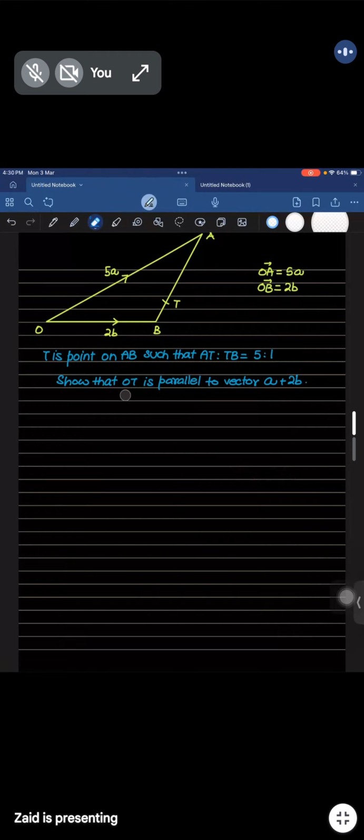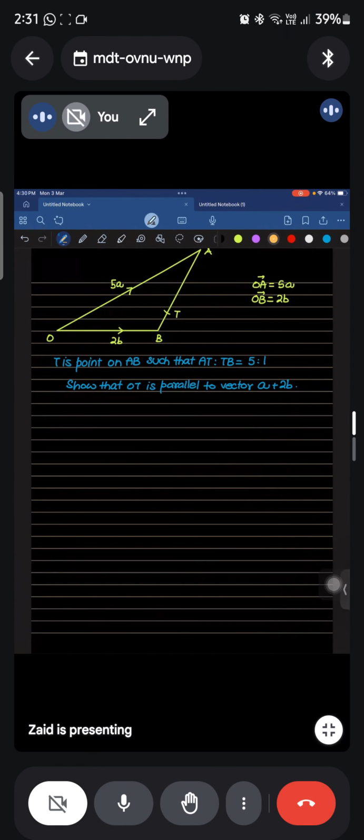Okay. So let me do this. First thing is that I don't have to find anything. I just have to show that OT is parallel to the vector. So OT is this one. What they have given us is about AT and TB. So AT is 5/6 of AB. And TB, because we are moving downwards, is 1/6 of AB.